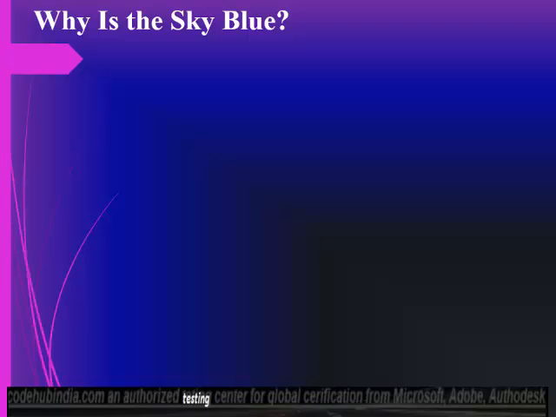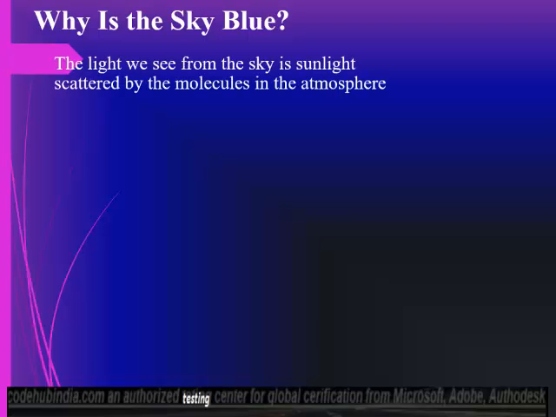Let us understand why the sky is blue. Why not red, or black? The light we see from the sky is sunlight scattered by molecules in the atmosphere.